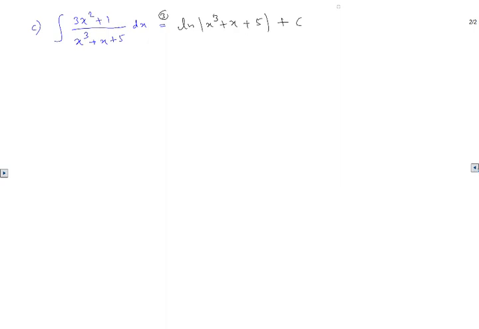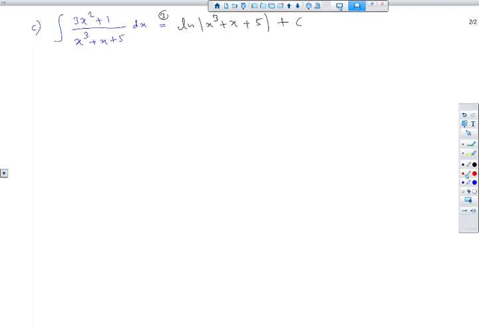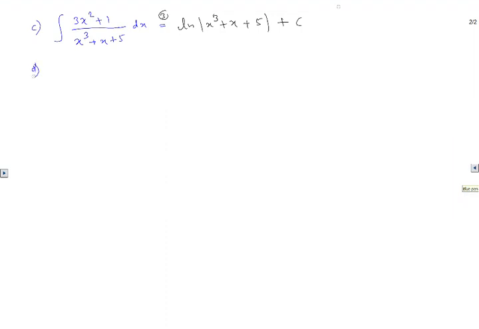Let's just do one last example. How about this one? This is useful in a later section. Let's say we have e to the x squared plus 4, and then x plus 1, dx. Now if you take the derivative, you can see that the derivative is 2x.